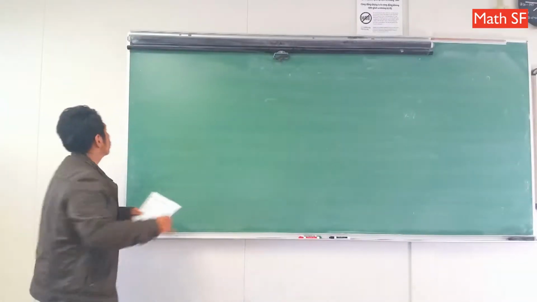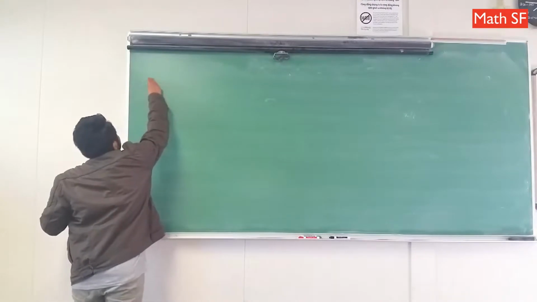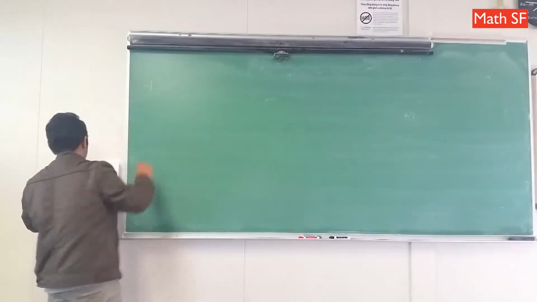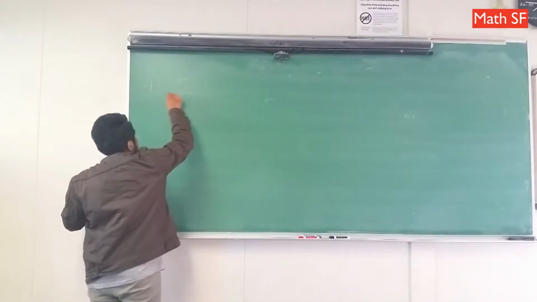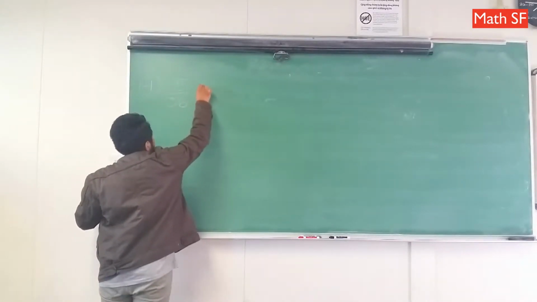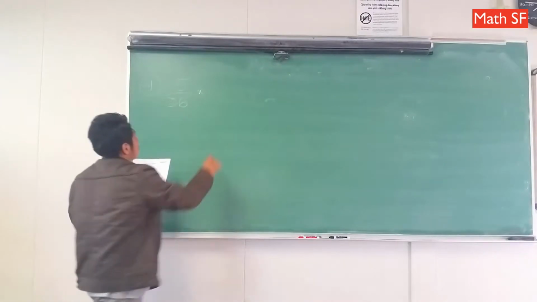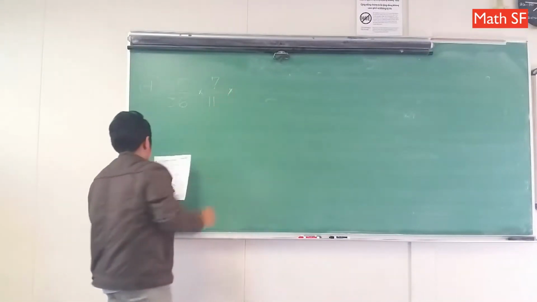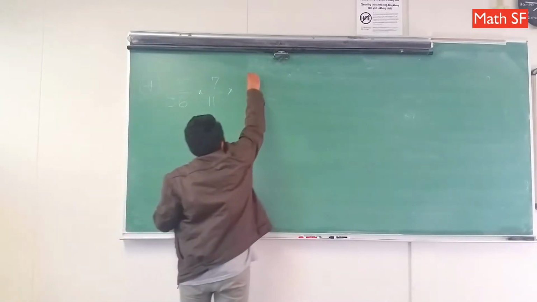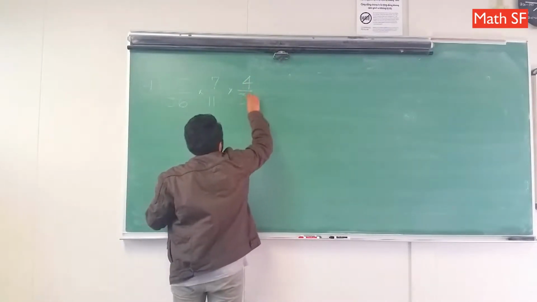Problem number 4. We have 5 over 36 times 7 over 11 times 4 over 35.